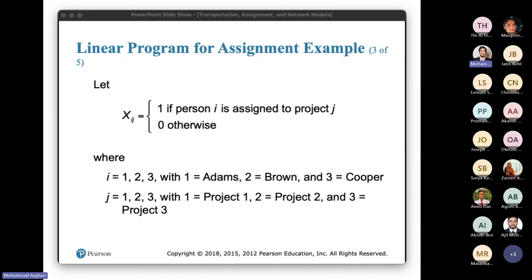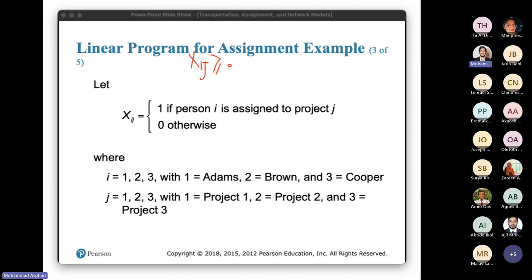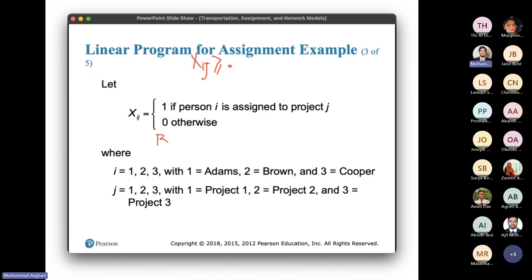We are going to use a different type of variable here. Normally, in previous examples, the variables we were using, xij for example, were greater than or equal to zero. We considered them non-negative decision variables. But here we are using a kind of variable that we call binary. I'm going to write it down for those interested. Binary variable. These kinds of decision variables can just take one or zero.